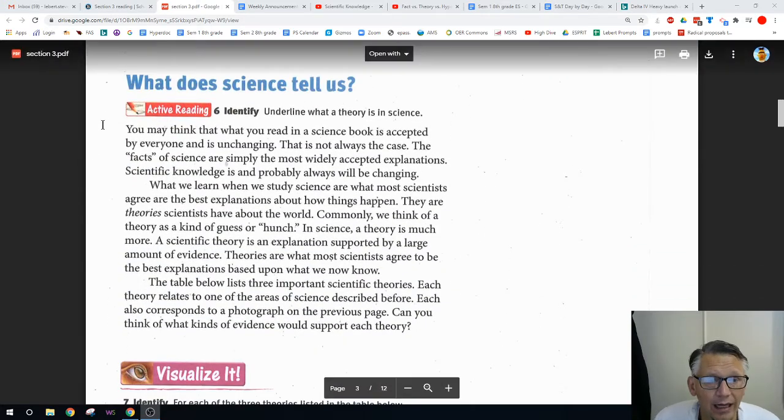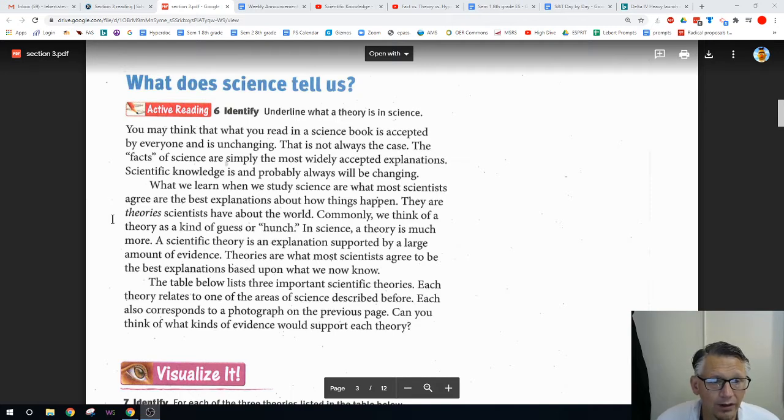You may think that what you read in a science book is accepted by everyone and is unchanging. That is not always the case. The facts of science are simply the most widely accepted explanations. Scientific knowledge is and probably will be changing. What we learn when we study science is what most scientists agree are the best explanations of things happening. They are theories scientists have about the world.